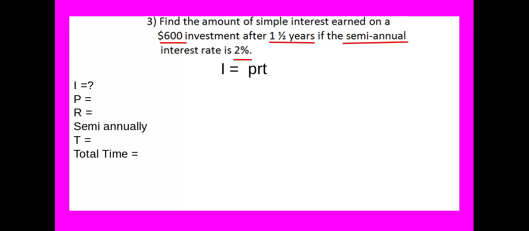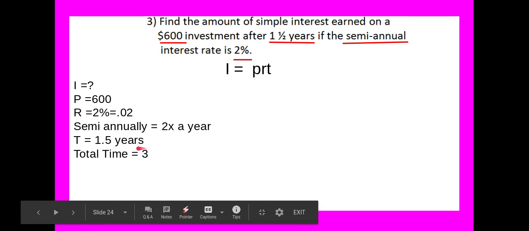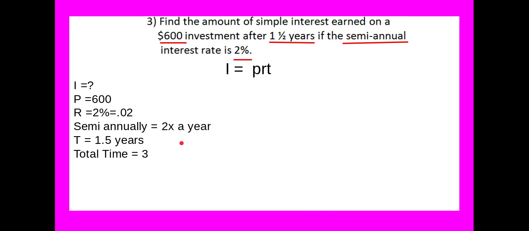Okay, so we are looking for interest, so that's still being our question mark. Our principal is 600. Our rate is 2%, which is 0.02. Our annual is 2 times a year. So that's important to take care of. And it's for 1.5 years. So a total time that we're going to have to put into our formula is going to be 3. So sometimes you really have to take into consideration this information.